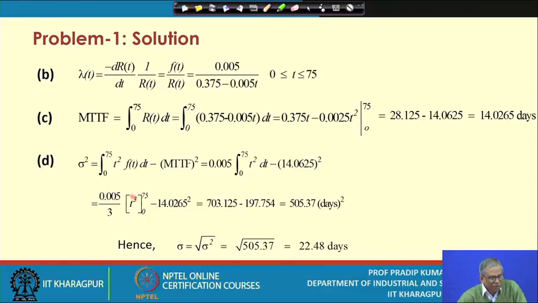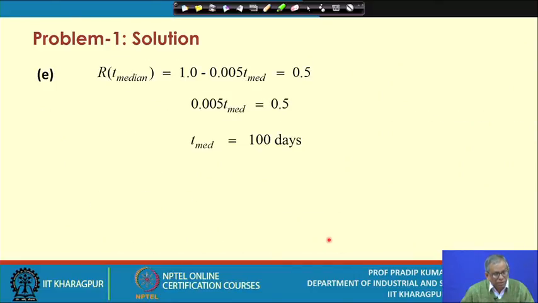And what is the variance? Again you apply this formula, the integral of t squared f(t) dt minus MTTF squared, like we use mu squared in the general formula. Ultimately you follow these steps and you get sigma squared, that is the variance, as 505.37, and obviously the standard deviation is 22.48 days. So, that is the standard deviation as well as the variance.